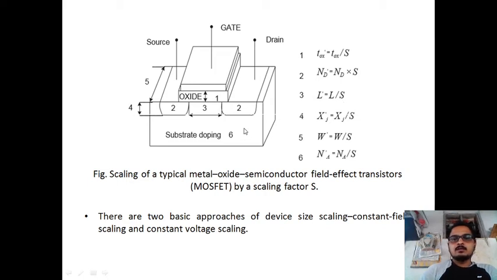Then when we scale the MOSFET, this is Xj. Xj is the diffusion width. When the MOSFET is scaled, at that time diffusion width is also scaled. Then W is the width of the channel. Width of the channel is also scaled when the MOSFET is scaled. And Na is the doping concentration of substrate. And when the MOSFET is scaled, at that time doping concentration is also scaled.